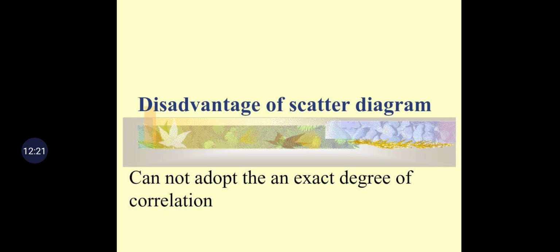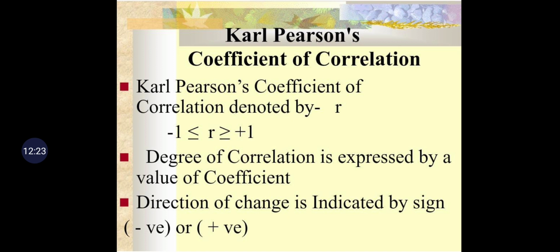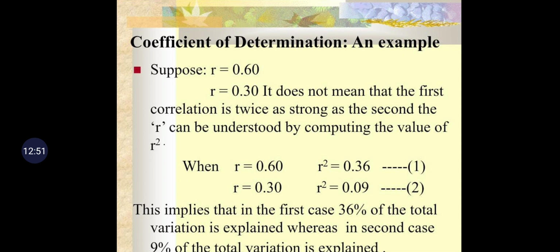The Pearson coefficient of correlation, denoted by r, lies between minus 1 and plus 1, that is, minus 1 is less than or equal to r is less than or equal to plus 1. The degree of correlation is expressed by the value of the coefficient. The direction of the change is indicated by the sign, a minus sign and a positive sign.